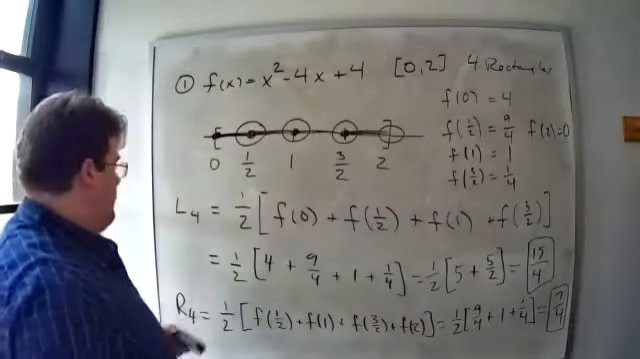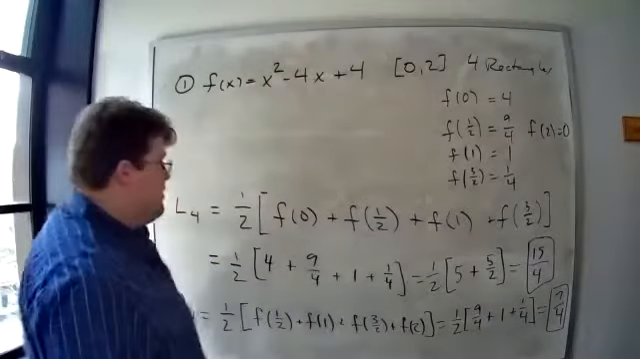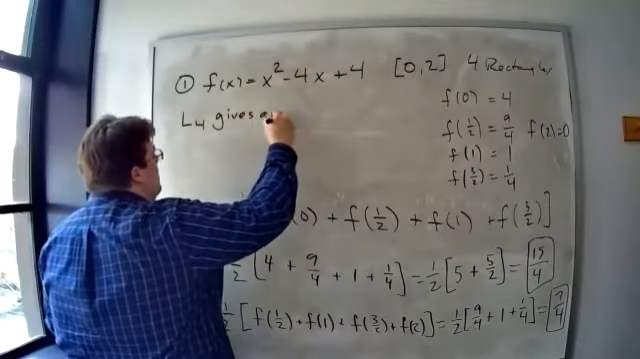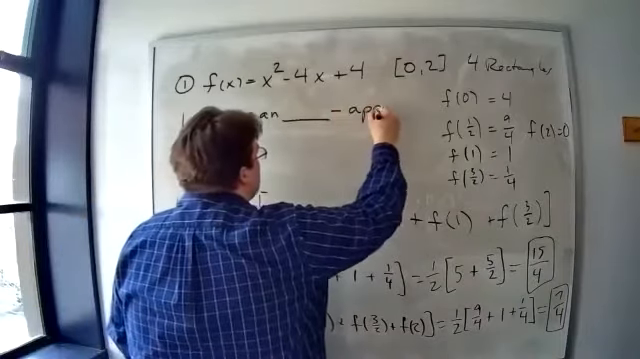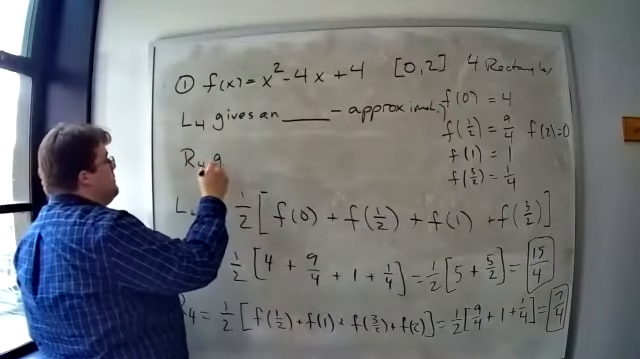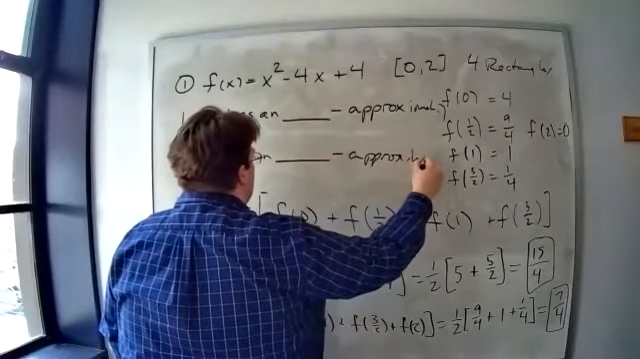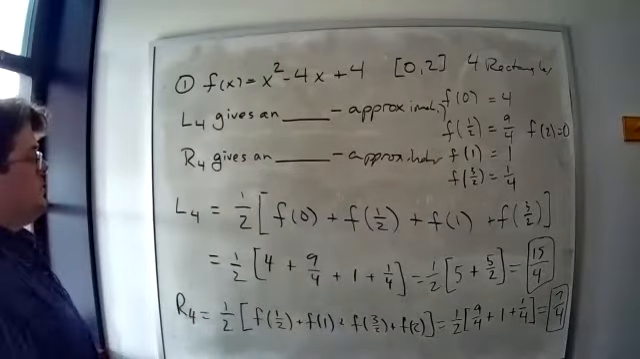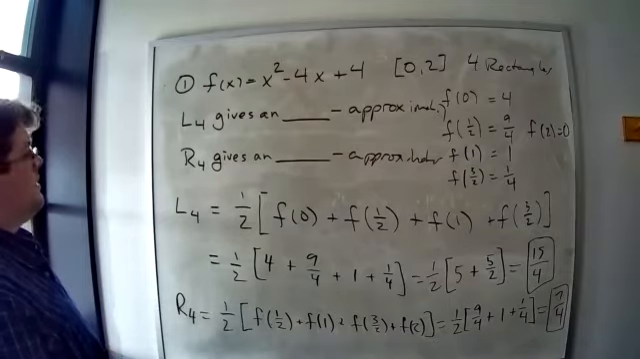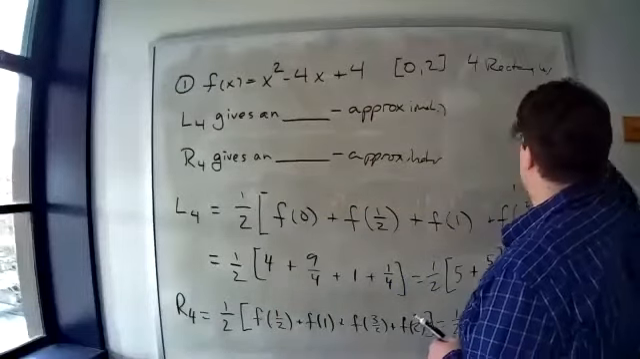Before doing 1B, I have a question. In 1A, L4 gives a blank approximation, and R4 gives a blank approximation. So the question would be, does L4 give an over approximation or an under approximation of the exact area? And does R4 give an over approximation or an under approximation of the exact area?